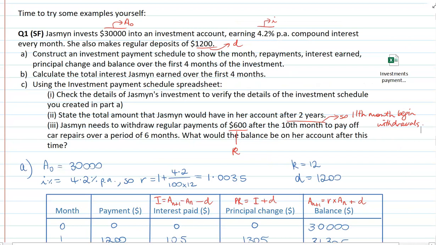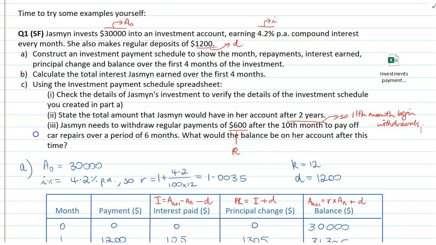So we've got Jasmine, who invests $30,000 into an investment account, earning 4.2% per annum compound interest every month. She also makes regular deposits of $1,200. You have to construct an investment payment schedule over the first 4 months of the investment. Part B asks you to calculate the total interest.